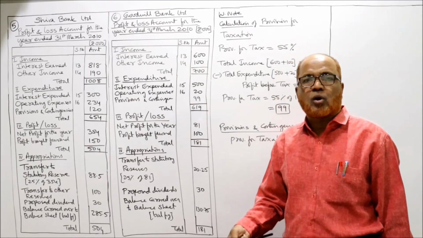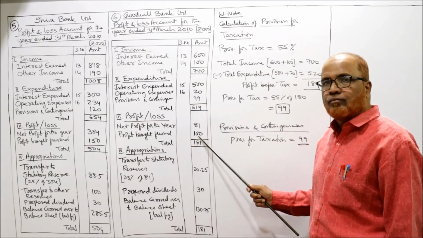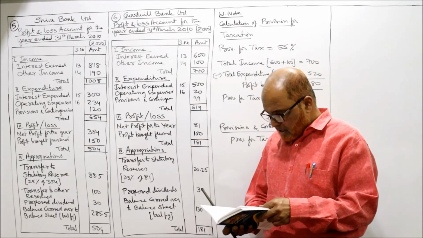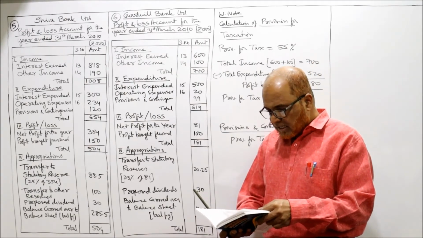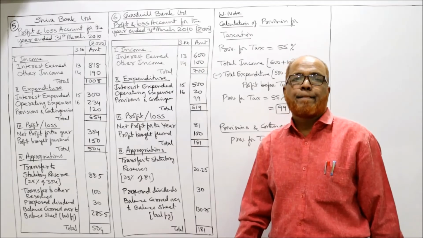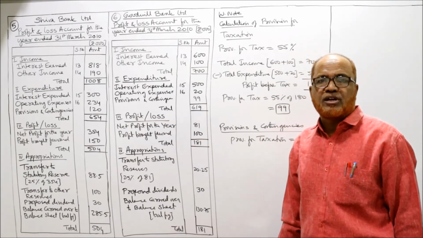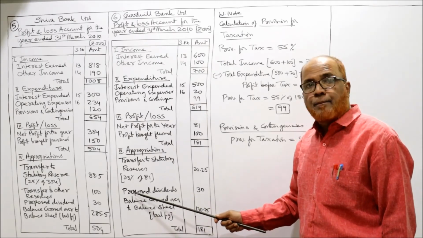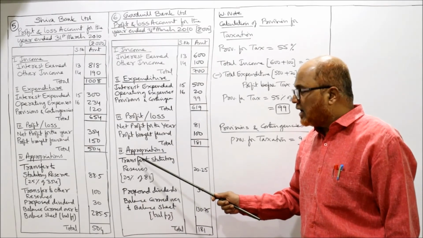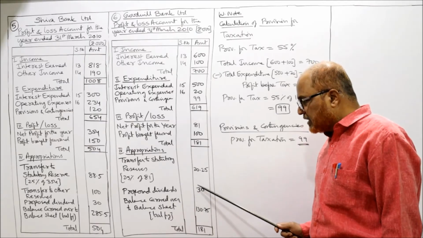Next item given, balance of past profits. This is profit brought forward 100. Profit brought forward 100. Additional information, provide 30,000 for dividend. Provide 30,000 for dividend. This is the proposed dividend. This will be taken under appropriations. Under appropriations, proposed dividend 30.